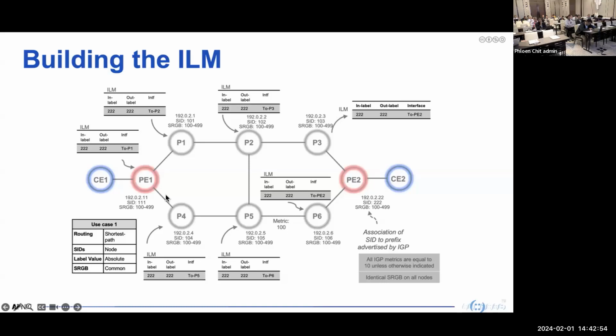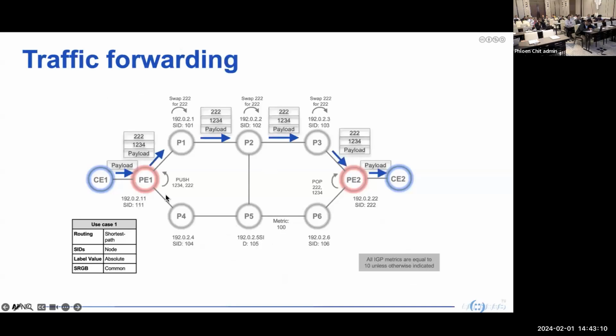Basically, PE1 will impose the label 222, and then when it arrives at P1, P1 will swap it from 222 to 222, and then continue. Here also will swap from 222 to 222, and finally this one also will do the same. The actual traffic forwarding will look like this. In fact, there is a swap operation happening in P1, P2, and P3, but they are just swapping from 222 to 222. That's why we feel the label did not change.